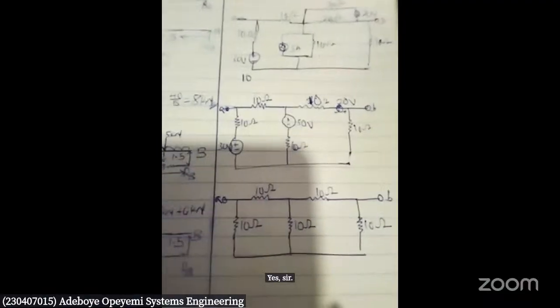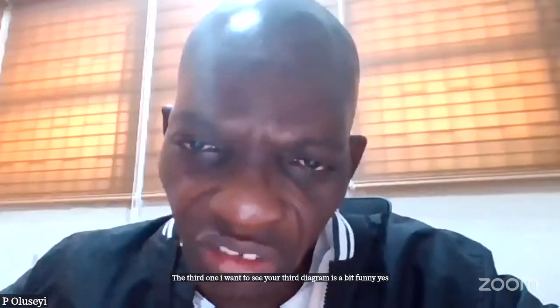Okay. So let me see what you have there again. Did you turn off all the sources? Yes, sir. Okay. Let me see it. Move it up. Let me see it. Have you been able to obtain it? Move it up a bit. The third one. I want to see your third diagram. Okay. Yes. Let me see what you got there.